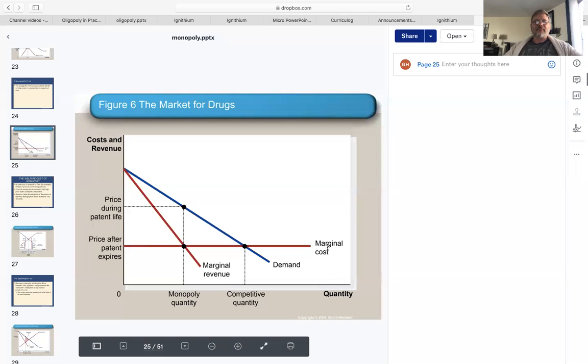Yeah, okay. So marginal cost is supply under competition. Where demand and supply intersect, that's the competitive equilibrium. So that's the competitive quantity, and the price is the competitive price. Do you see?